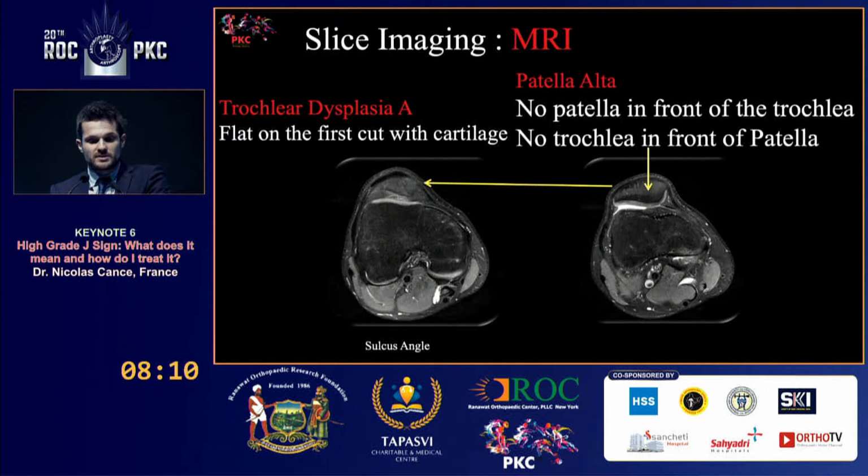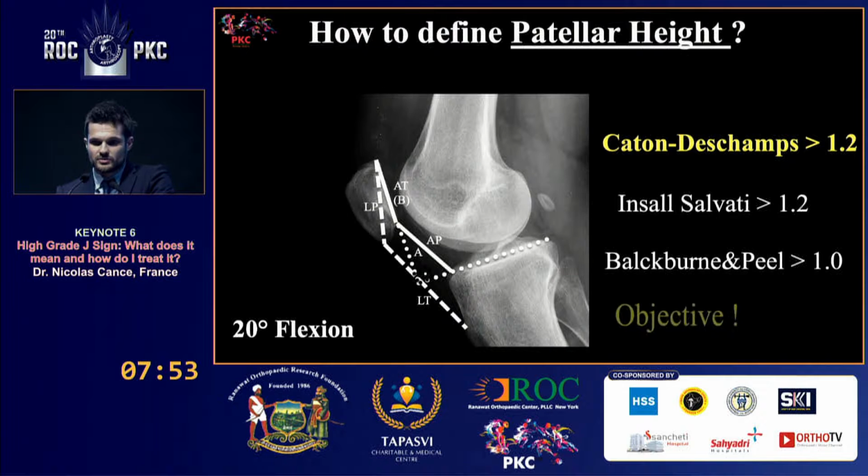And you can find some indirect signs on MRI when you scroll on axial slices because you will not find any patella in front of the trochlea and any trochlea in front of your patella. So you can say that there is a disengagement of your patella from the trochlea. But to talk about patella alta, you need some objective value.